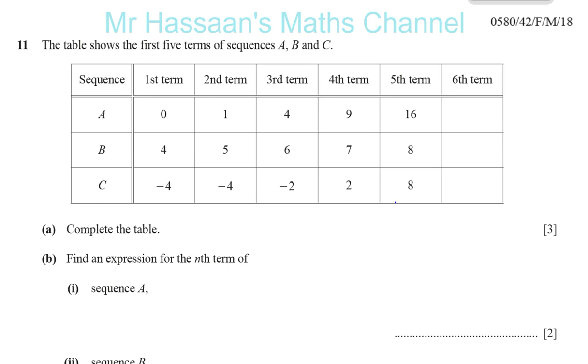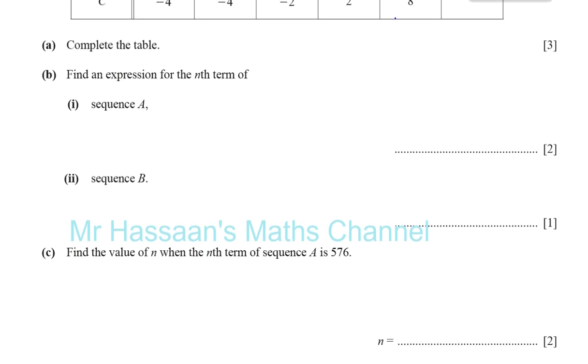Okay, so here we have question number 11 from February, March 2018, question paper 4. In this question, it's a sequence question again. We have to complete the table. So we've got to basically find the sixth term of each of these sequences first, okay? And then part B, we've got to complete the nth term for sequence A, B, and C.